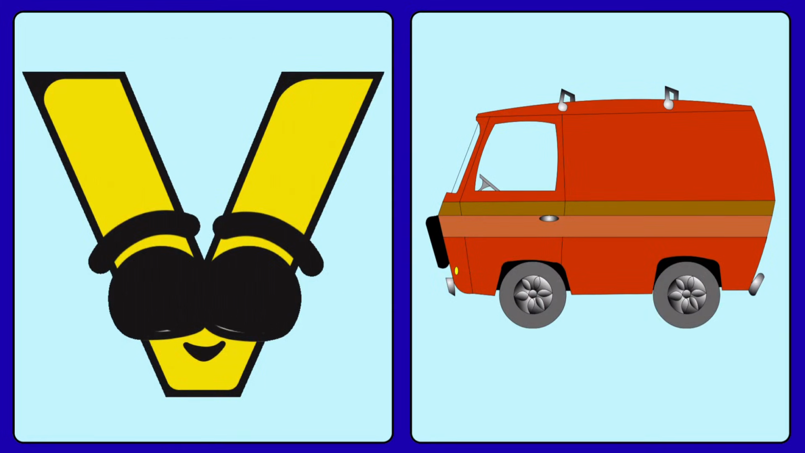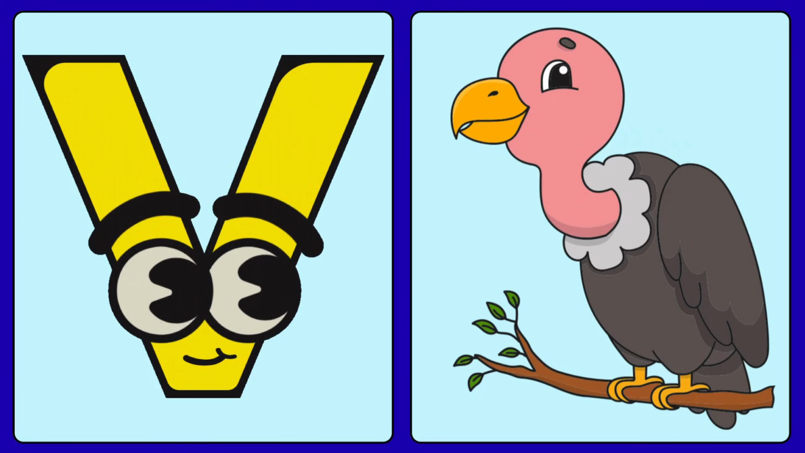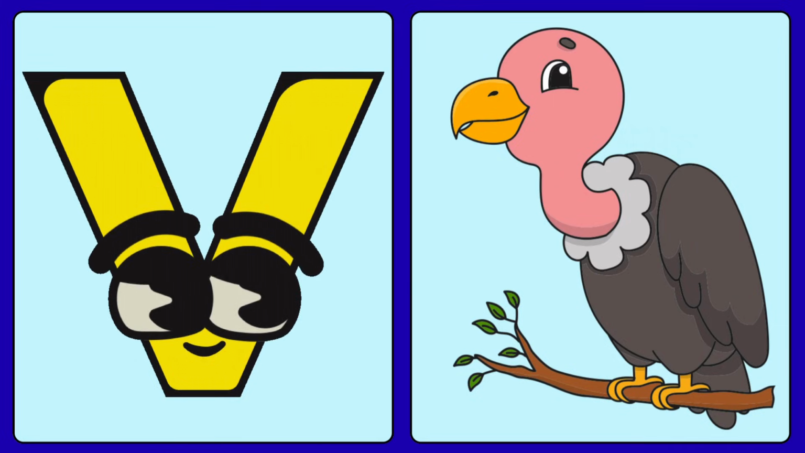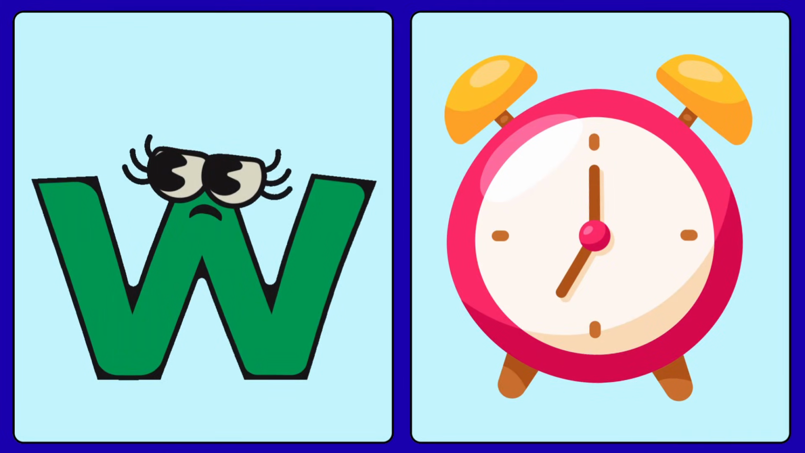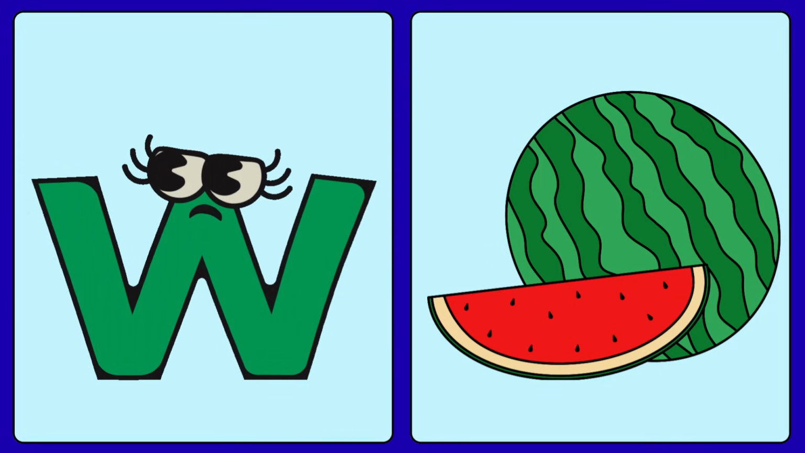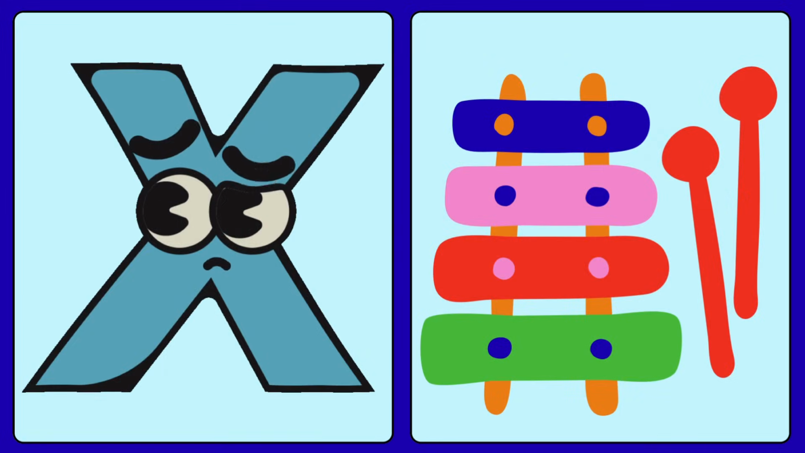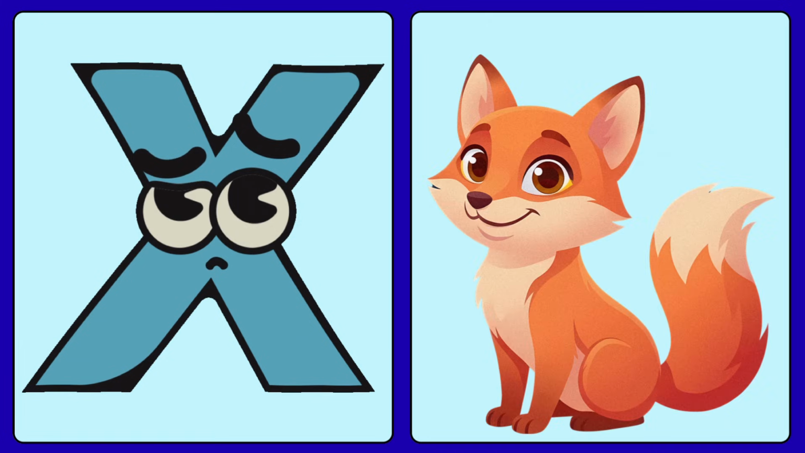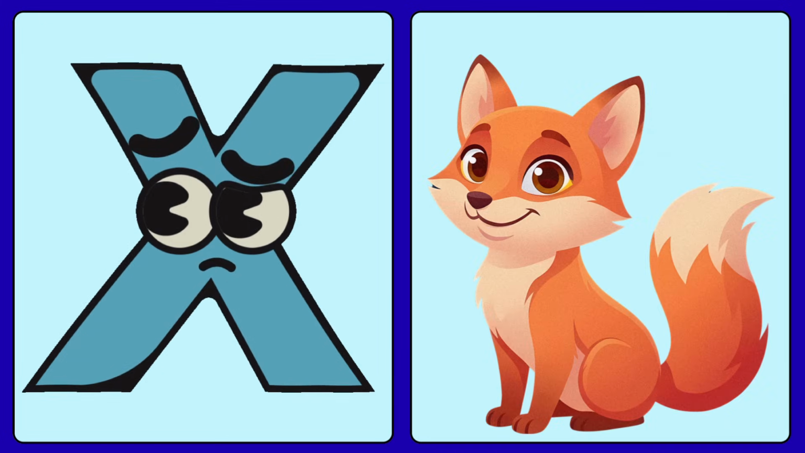V for van. V for vulture. W for watch. W for watermelon. X for xylophone. X for fox.